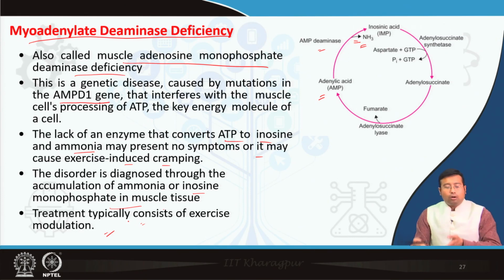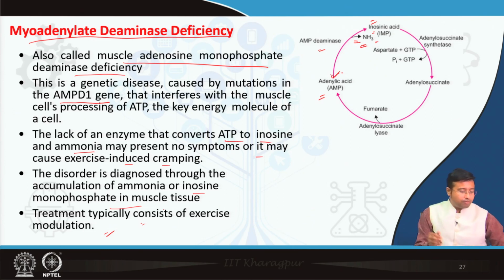Mind it, most of these enzymes are actually reversible. So, the same enzyme also converts inosine and ammonia back to AMP. If this enzyme is deficient, ammonia will accumulate, IMP will accumulate, and AMP cannot be synthesized. You might be confused by the arrow, but these are reversible enzymes.